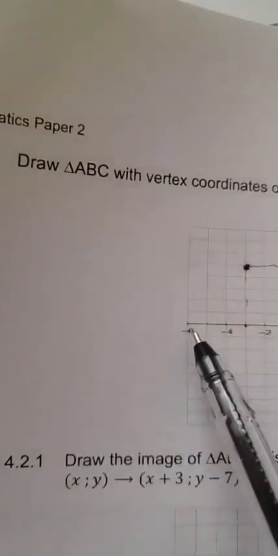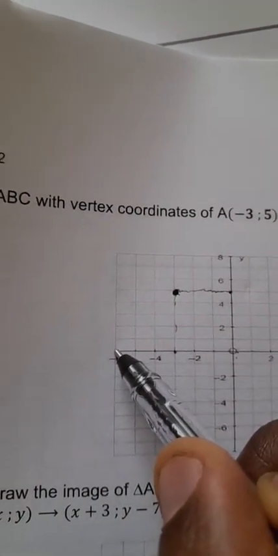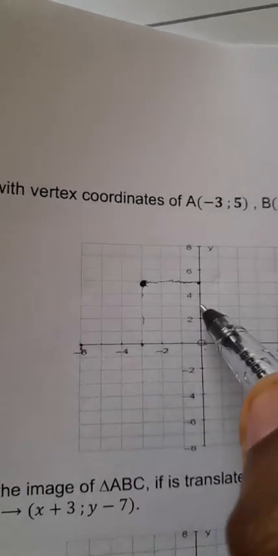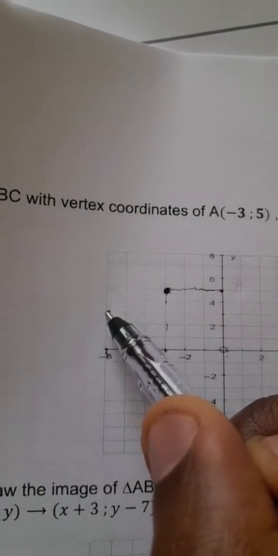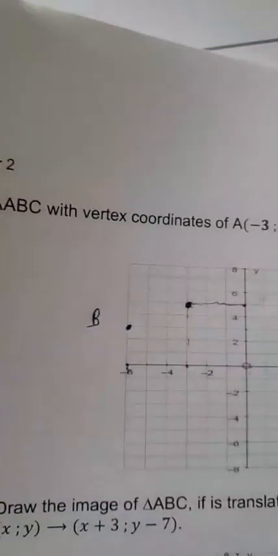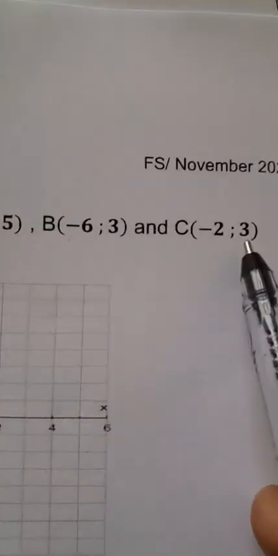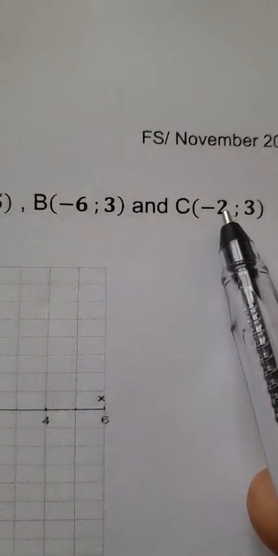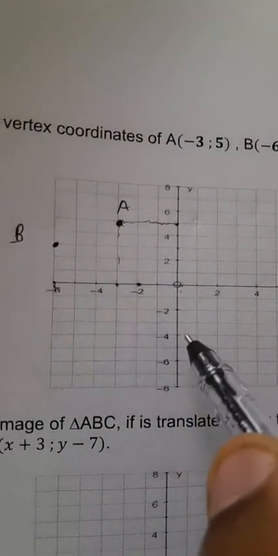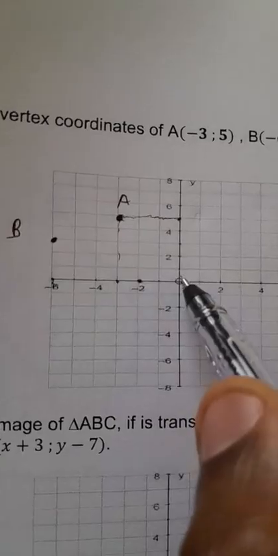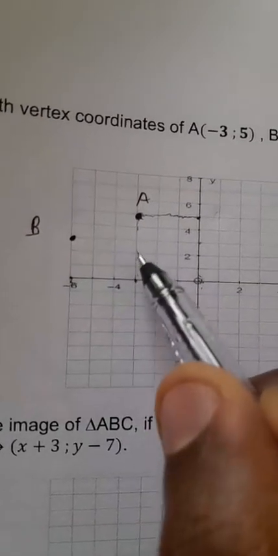B minus 6 and 3. X minus 6, that's here. Y, that's positive 3. That is here. So where do they meet? There. That is the point B. So we have B, we have A here, and then C. C is minus 2 and 3. Where's X that is minus 2? X that is minus 2 is here. Where is Y that is positive 3? Y that is positive 3 is here. So where do we meet?